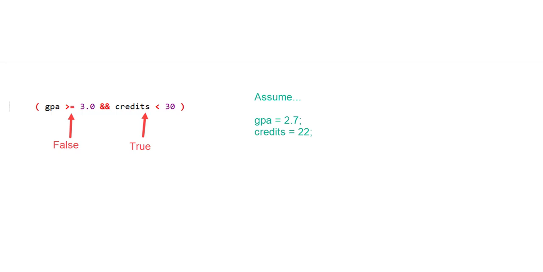Now take a look at that. We have an AND situation. So because we have an AND situation, the first one is false, but the second one is true. But if you remember, in an AND situation, they both have to be true. Therefore, this is false.